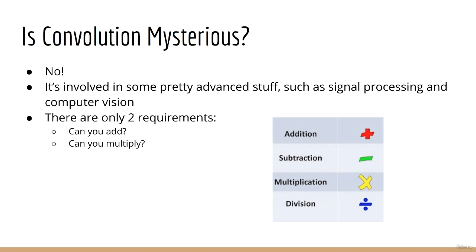First, I want to mention that people sometimes treat convolution as this mysterious thing. But as with our discussion of machine learning, we want to take the dumb as possible approach. Sure, convolution can be complex. It's a central operation in signal processing and computer vision. But in fact, it's quite simple. There are only two requirements. First, can you add? Second, can you multiply? If your answer to these two questions is yes, then you understand convolution. Believe it or not, convolution is just adding and multiplying.